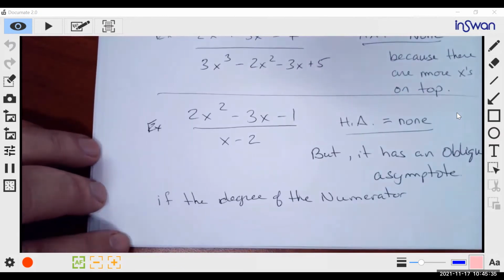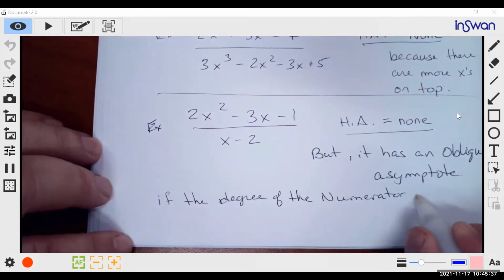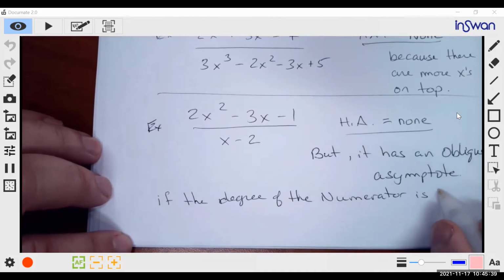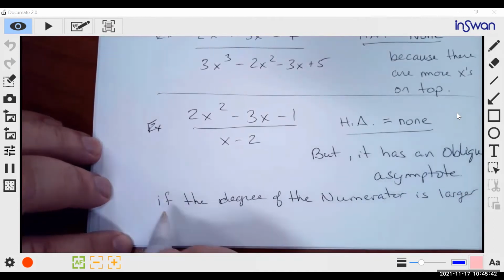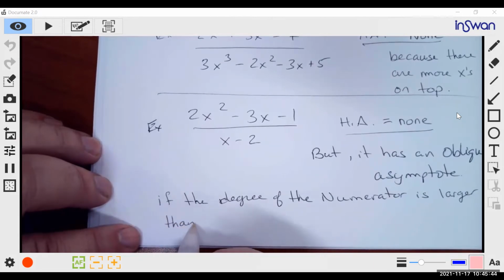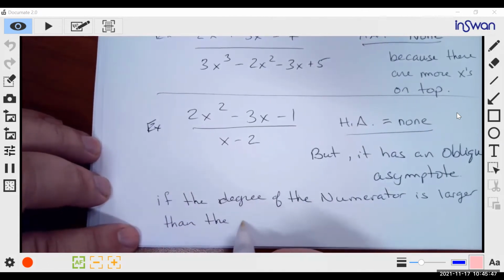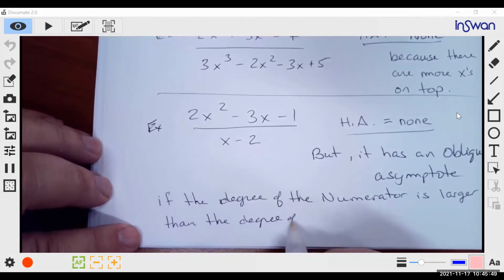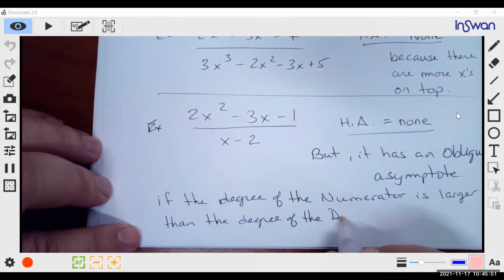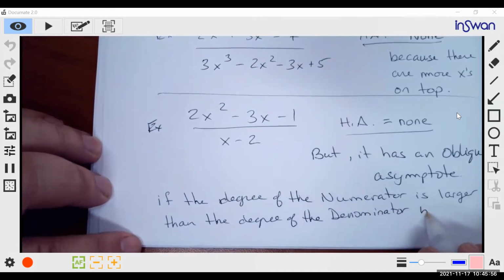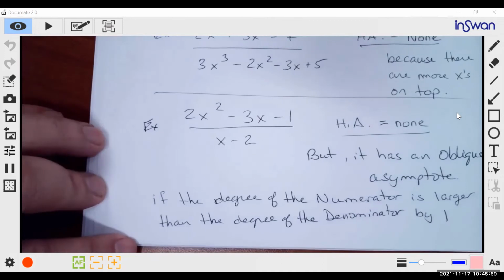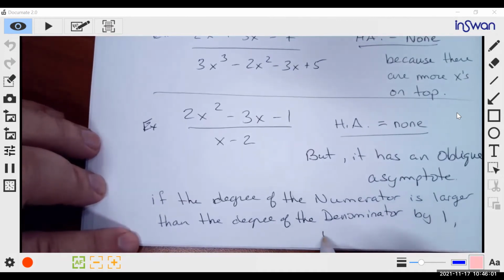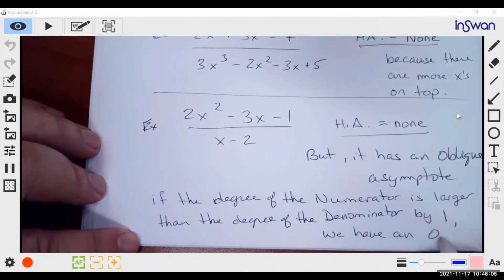If the degree of the numerator is larger than the degree of the denominator by 1, we have an oblique asymptote.